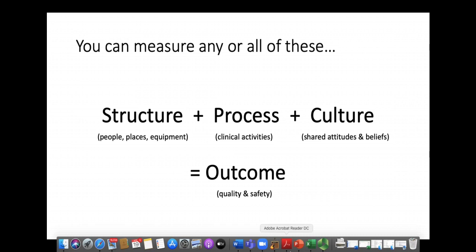In this representation of the ideas of Donabedian, structure and process and culture are the ingredients that lead to any outcome. All of these can be measured. Measuring processes can be a useful way of knowing that we are doing the activities necessary to achieve a goal. However, it is also important to keep an eye on outcomes to know that we are actually achieving the quality or safety goal we are setting out to.